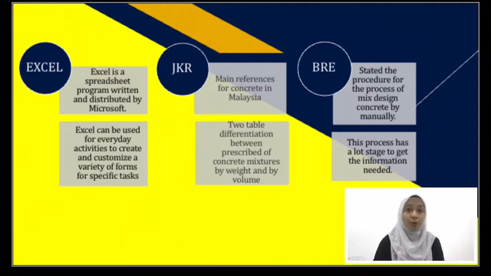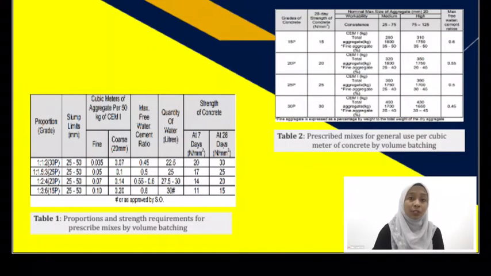Why did our group choose to refer to JKR and BRE? First, JKR has all the data for the concrete that we use along our project, and the two tables that we use, which are by weight batching and by volume batching. Our group transferred the data to our software, which is Microsoft Excel, that can help all students in civil engineering to solve the problem in the calculations, and it does not take much time to solve this problem.